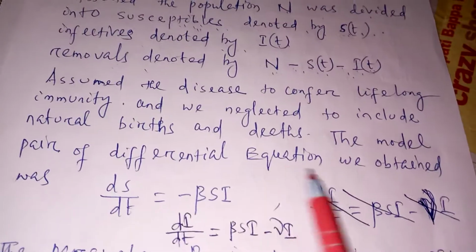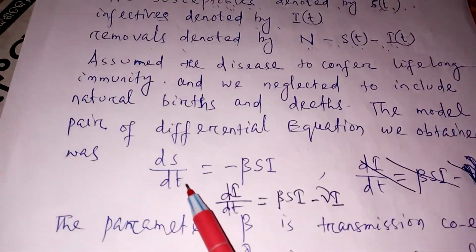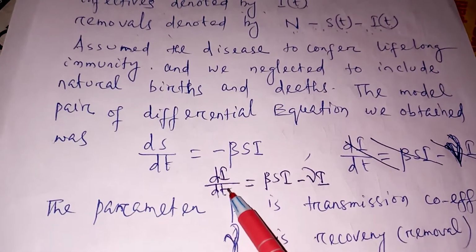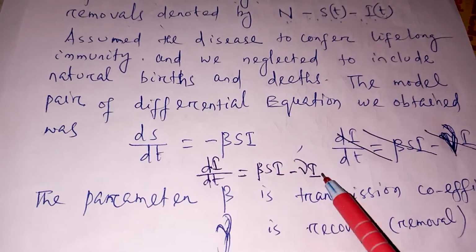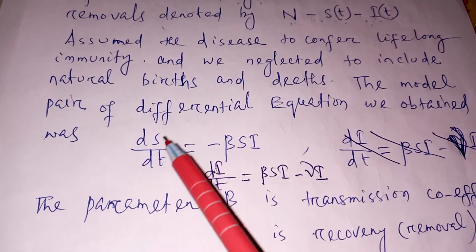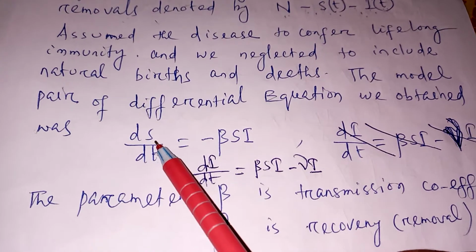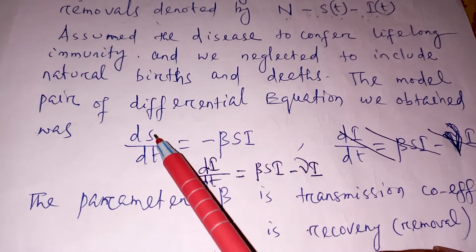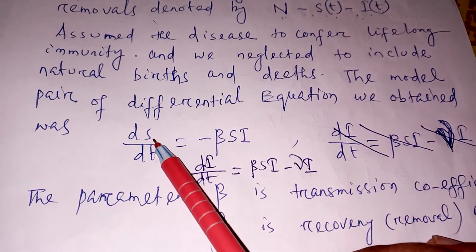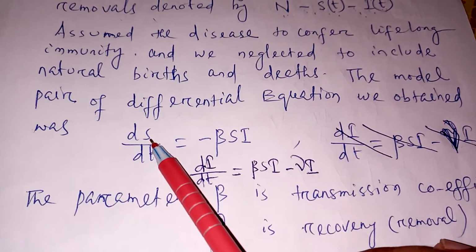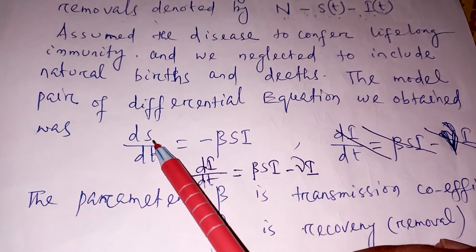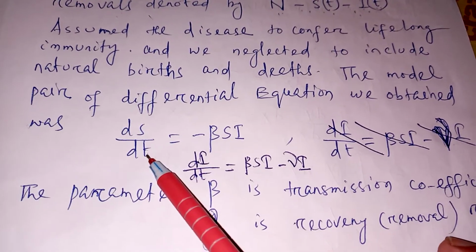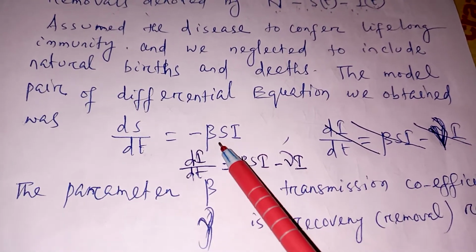The model pair of differential equations we obtained was dS by dt equals minus beta S I, and dI by dt equals beta S I minus gamma I. dS by dt means the number of susceptible people with respect to time. At a certain time we count how many people are susceptible, or easily infected or damaged by the disease. The rate of change of susceptible people with respect to time t equals minus beta S I.